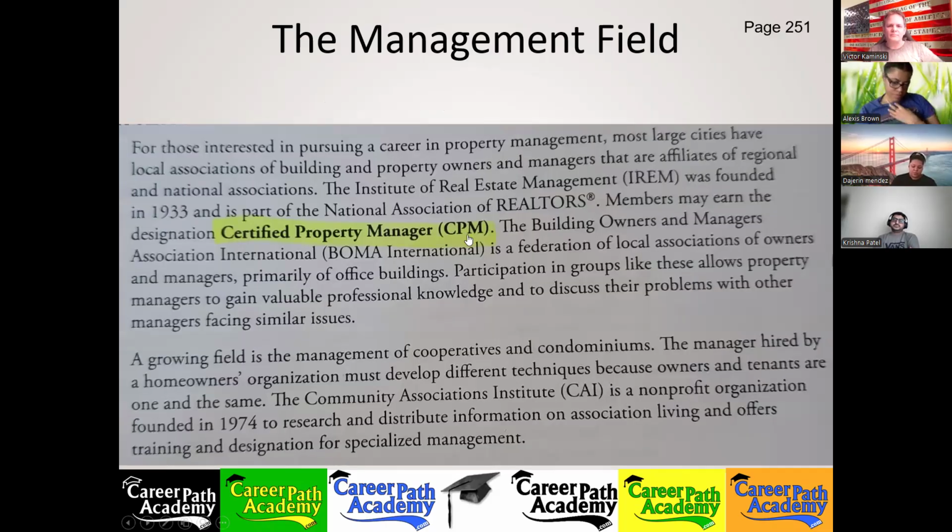So there's the CPM on page 251, Certified Property Manager. This has been around for a long time. The Institute of Real Estate Management was founded in 1933. It's part of the National Association of Realtors now, and the members may earn the designation of Certified Property Manager. The Building Owners and Managers Association, BOMA International, is a federation of local associations of owners and managers, primarily of office buildings. Participation in groups like this allows property managers to gain valuable professional knowledge and to discuss their problems with each other and the issues that they face.